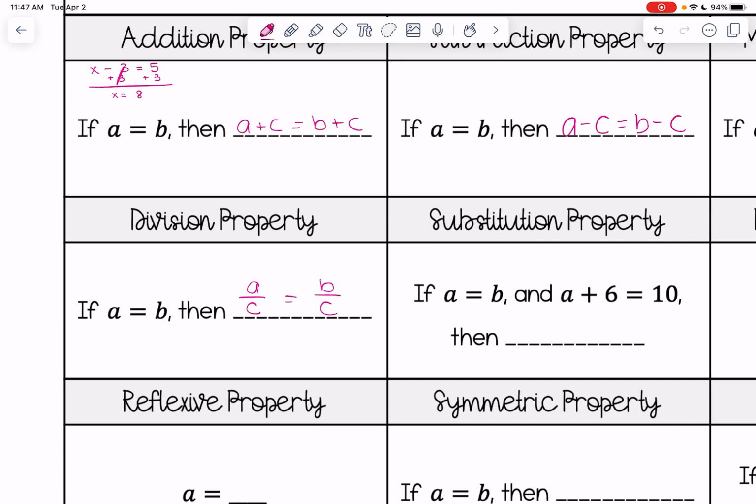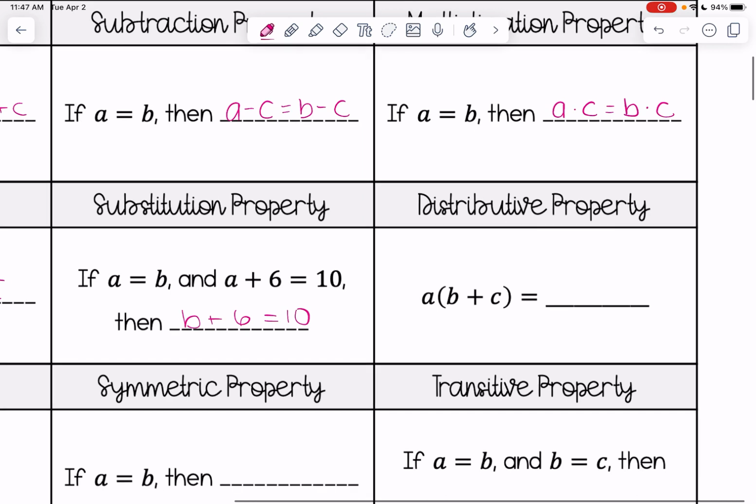So those are our 4 main operations when we solve algebraic equations, but there are a few others that you've learned. The substitution property: if A is equal to B and A plus 6 is equal to 10, then, substitute means to replace, to plug in. So we could say, for instance, that B plus 6 is equal to 10. We're replacing or substituting in. The distributive property, that's one you learned in algebra, where if you have A times B plus C, that is equal to AB plus AC.